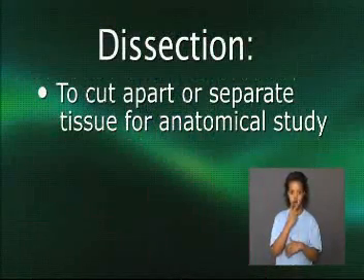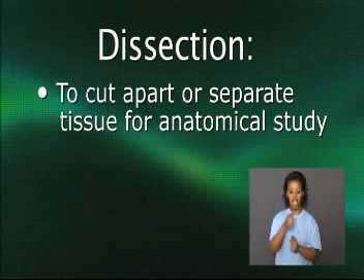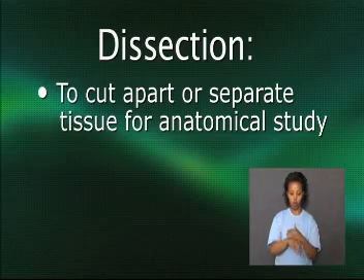Biologists often dissect specimens to observe their insides. Dissection means to cut apart or separate tissue for anatomical study. The whole organism can be dissected, or just parts of the organism, such as the heart or kidneys. Dissecting can give information about what an organism eats, how its internal structures are built, and how the structures are connected.